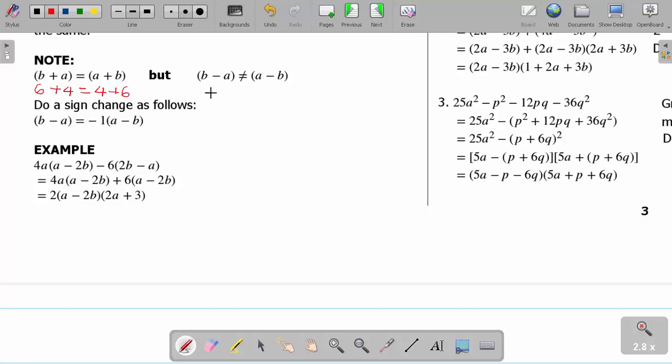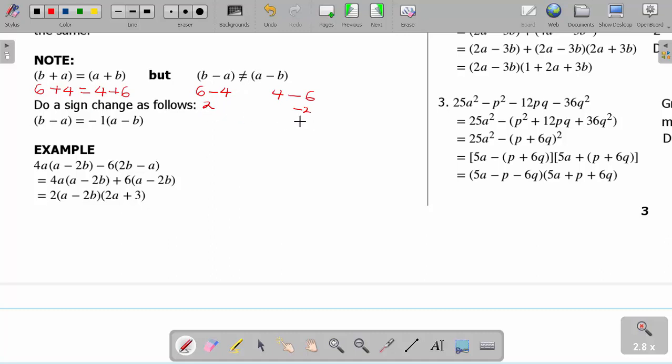But if I talk about now 6 minus 4, and then what about 4 minus 6? Now if I check here, 6 minus 4 gives me 2. What about 4 minus 6? It gives me negative 2. You see that? So they are different, that's why they are not equal. So 2 is not equal to negative 2.